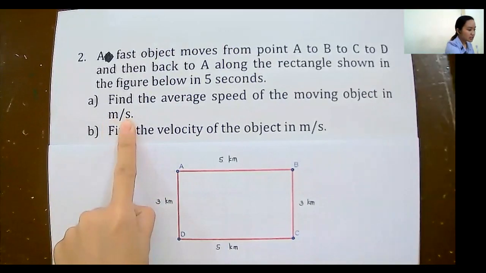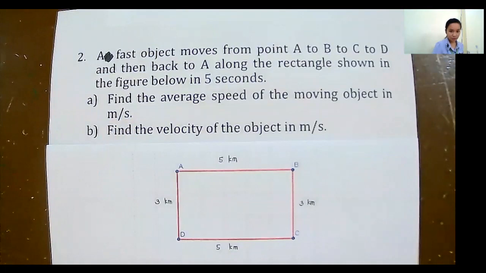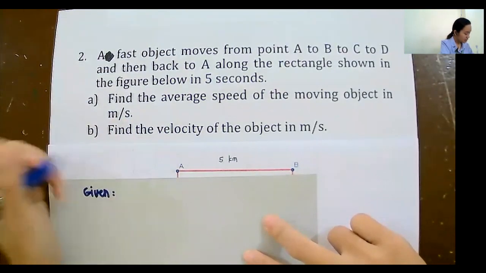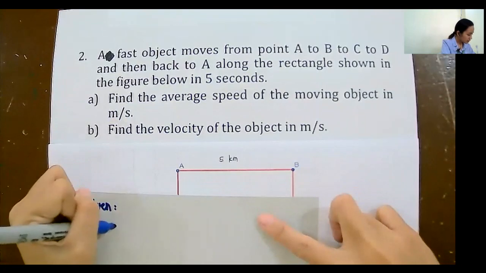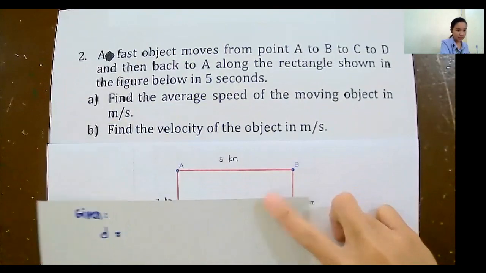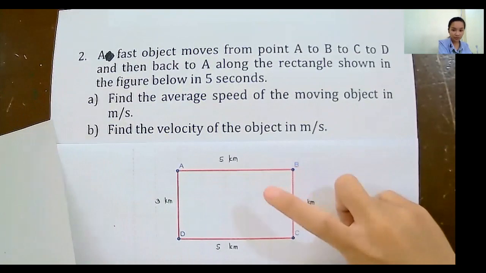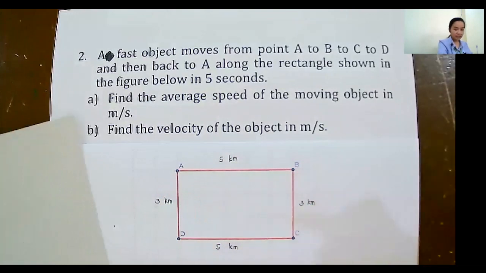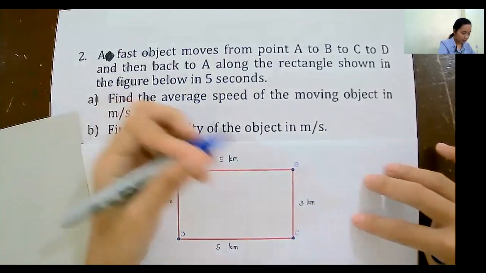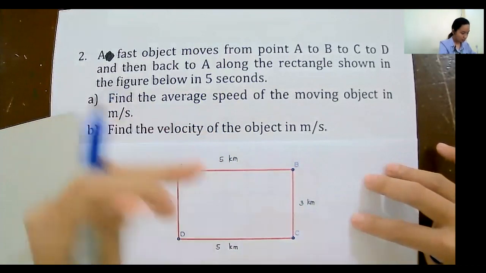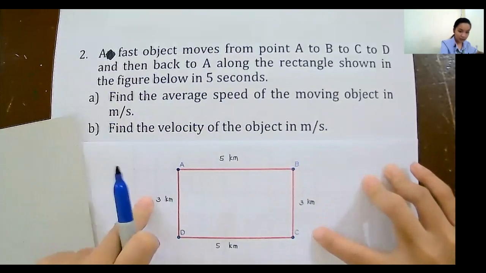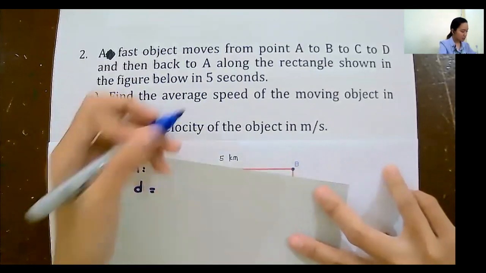The first thing to do, again, is to write your given. For the speed, you have to look for the distance. The distance is given in the figure: the distance traveled by the object from point A until it went back to this point again. So 5 plus 3 is 8, plus 5 is 13, plus 3 is 16 kilometers.